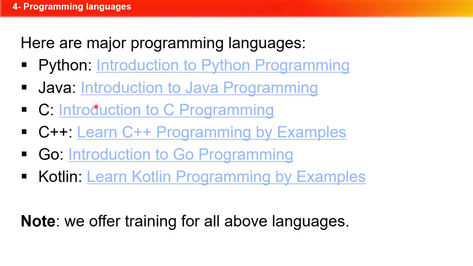C and C++ are related languages for specialized programming. Go is a very new language, and it's becoming very popular. And Kotlin is very similar to Java, but it is a very fast-running, efficient language. And training classes are available for all of these programming languages and more.